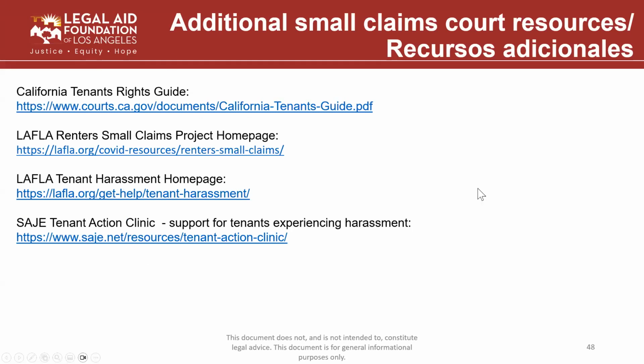These are some resources specifically for tenants' rights and landlord-tenant issues. The California Tenants' Rights Guide is a really comprehensive guide of your rights as a tenant under California law. The LAFLA Renters Small Claims Project has a library of resources on navigating the small claims court process and has guides on topics such as collecting a judgment and security deposit issues. LAFLA also has a tenant empowerment program that helps support tenants who are experiencing harassment, and more information on that program is on the LAFLA website.